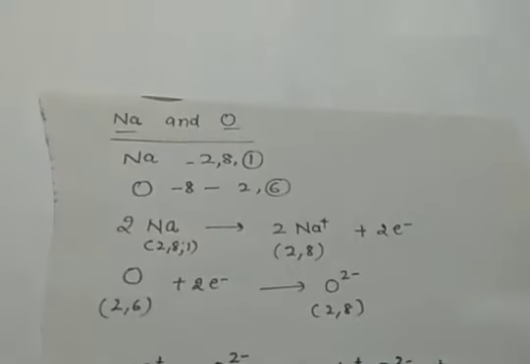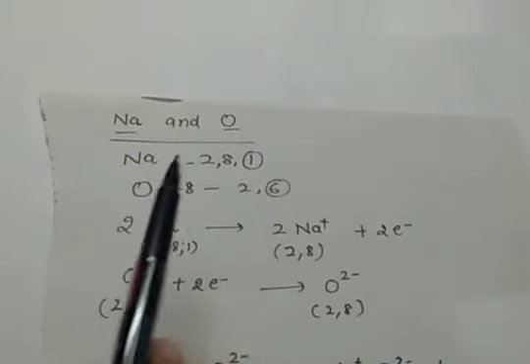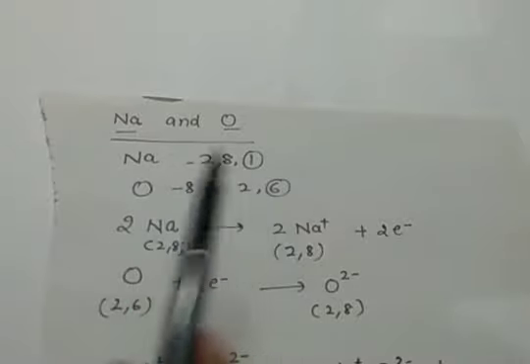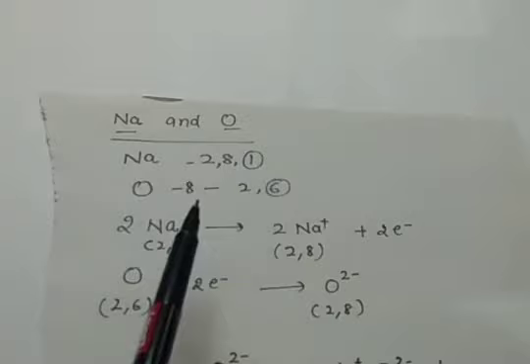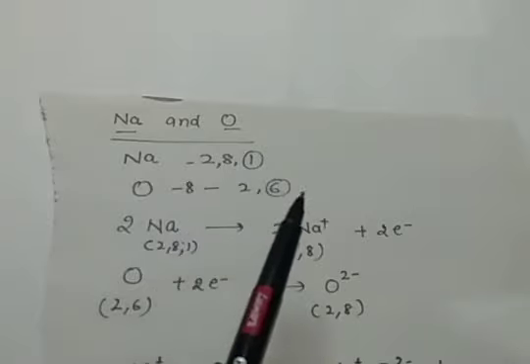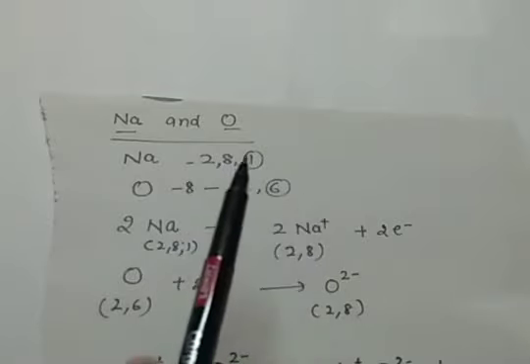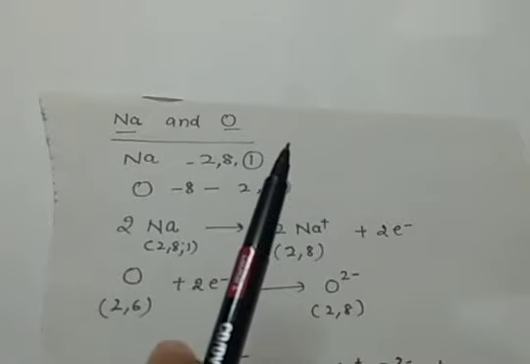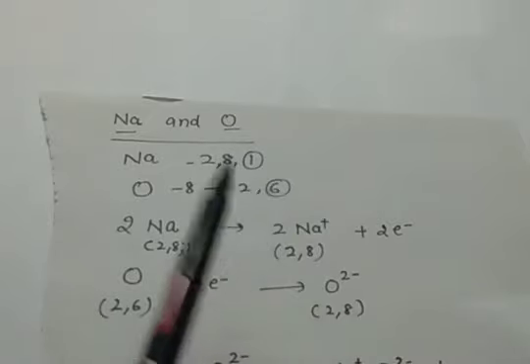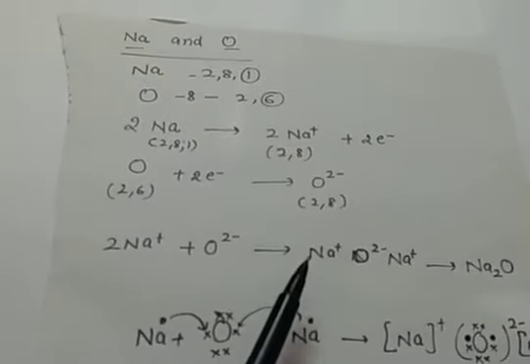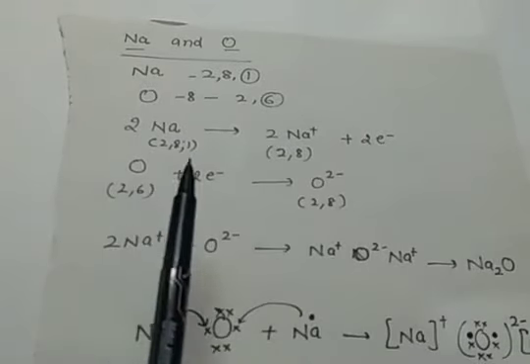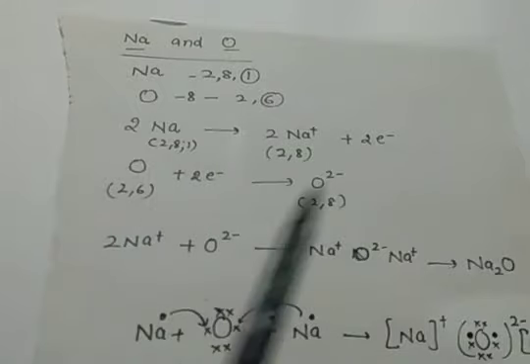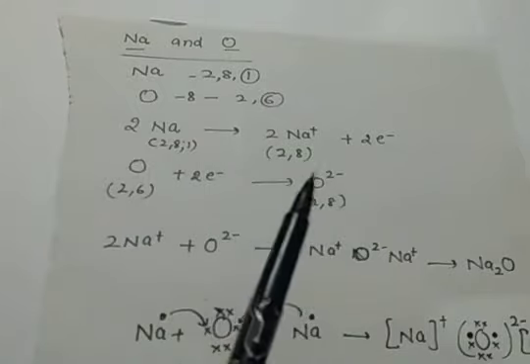Let us see sodium and oxygen example. Sodium, the same way, has electronic configuration 2, 8, 1. Oxygen has atomic number 8, so 2, 6. It needs 2 electrons and sodium can lose 1 electron. So we'll take 2 sodium atoms and 1 oxygen atom. They will give 2 electrons, and 1 oxygen will get these 2 electrons and complete its octet.